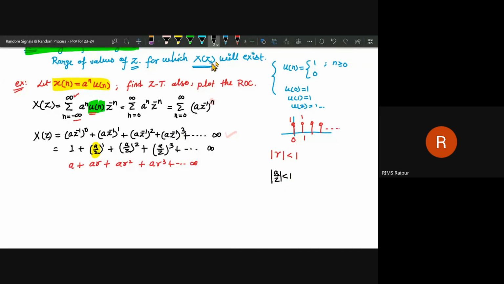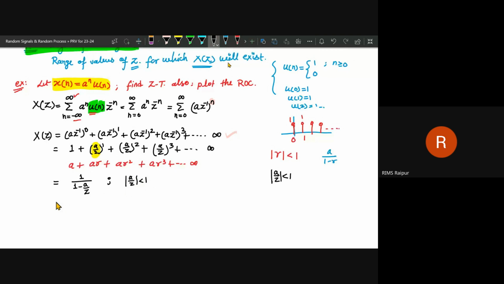Now, what is the formula for the sum of infinite terms of GP? A upon 1 minus R. Correct. So here the value of a is 1. So it will be 1 upon 1 minus a by z. Correct. And the condition is mod a by z should be less than 1.